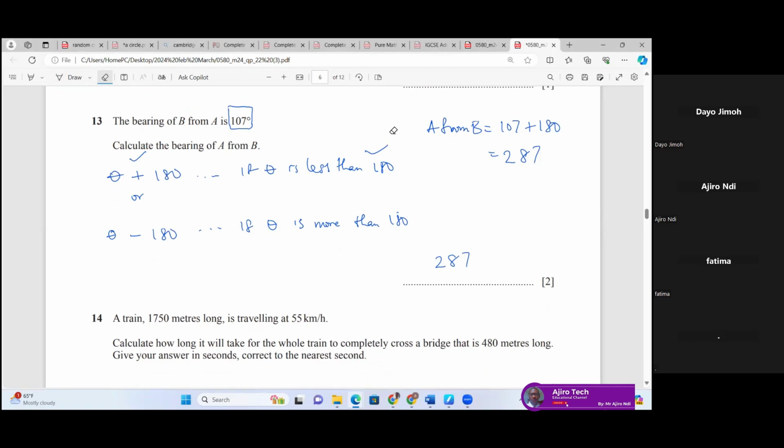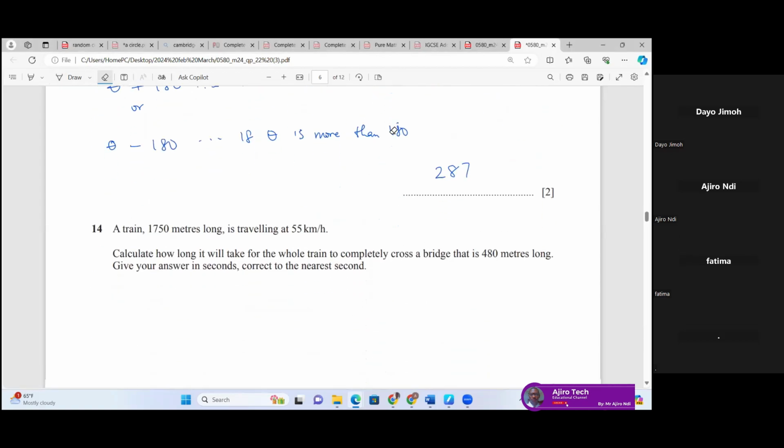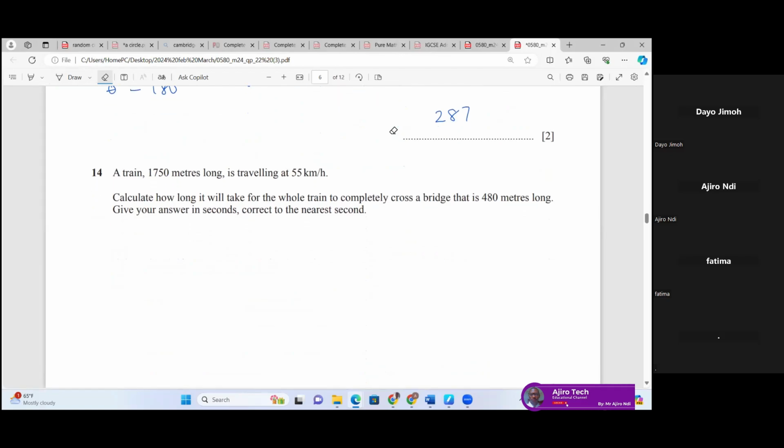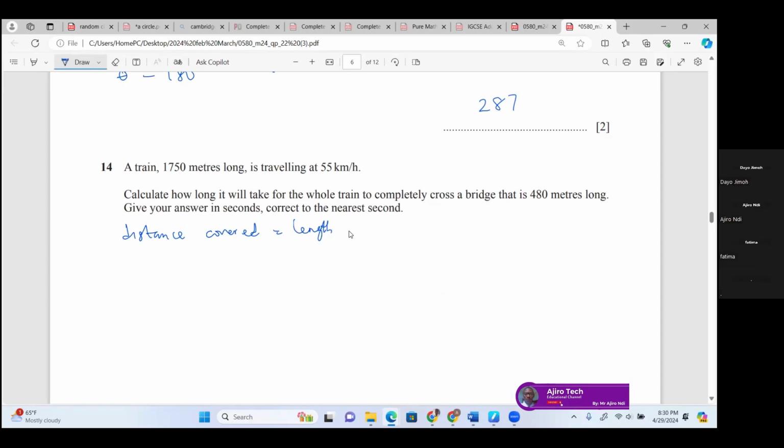It will really help you. Now, moving on. A train, now look at this. When you have questions like this, a train is 1750 meters long, is traveling at that speed. Work out how long it will take for the whole train to cross the bridge. If the train is crossing the bridge with its whole body, now distance covered for this kind of question is length of train plus length of bridge.